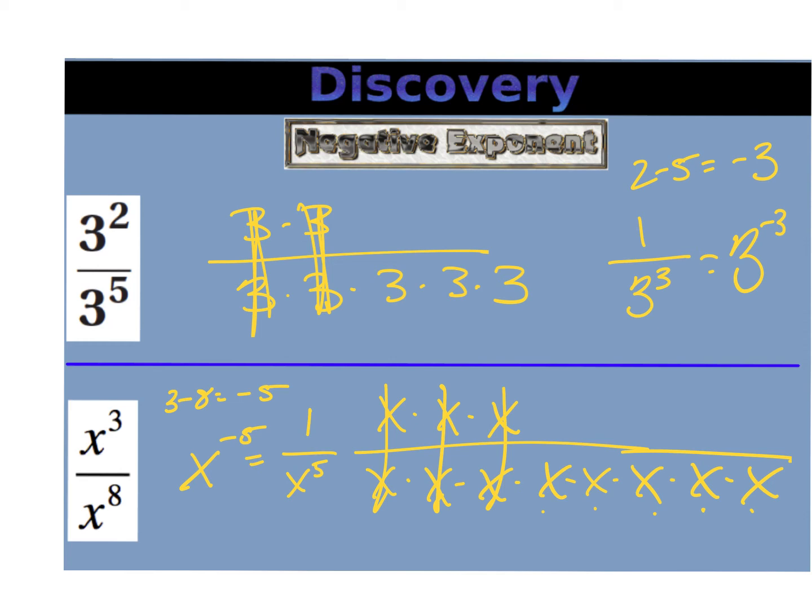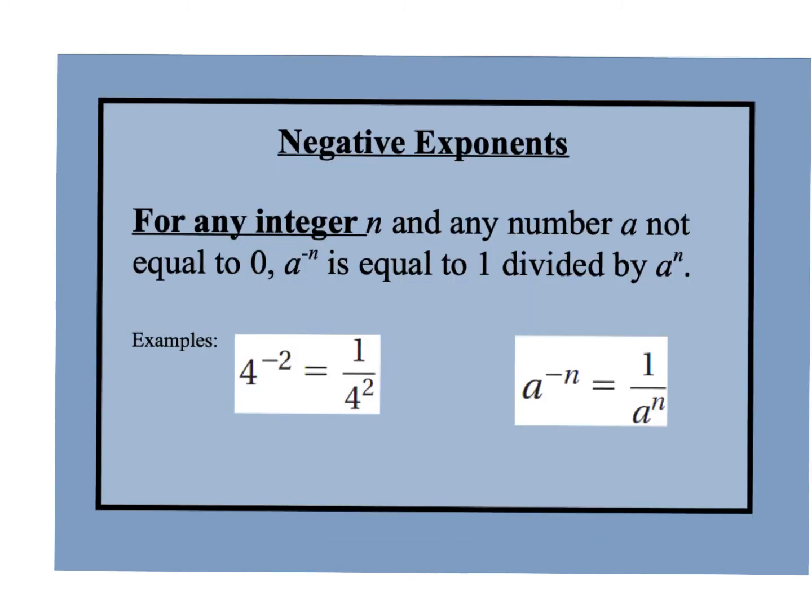So if you look, if I have a negative exponent, then it turns positive and goes on the bottom of a fraction. Negative exponent, change it to positive, it goes on the bottom of the fraction. So in your notes, here's what you're going to write for negative exponents. For any integer n and any number a not equal to 0, a to the power of negative n is equal to 1 divided by a to the power of positive n.